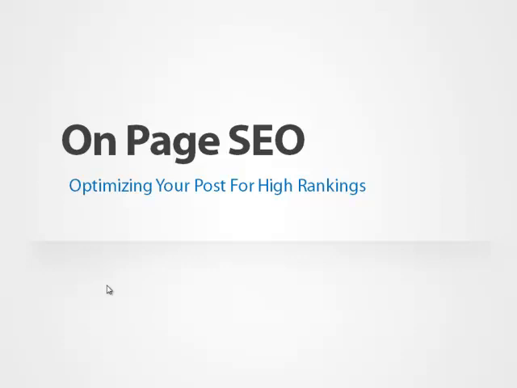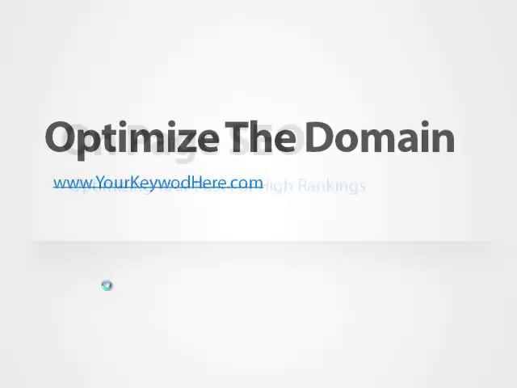Alright, once you have that set up on the blog, you can go ahead and proceed with the on-page SEO, remembering that this is what we're going to do to optimize the post for the high rankings. So first things first, you want to make sure that you optimize the domain name, like we just talked about.